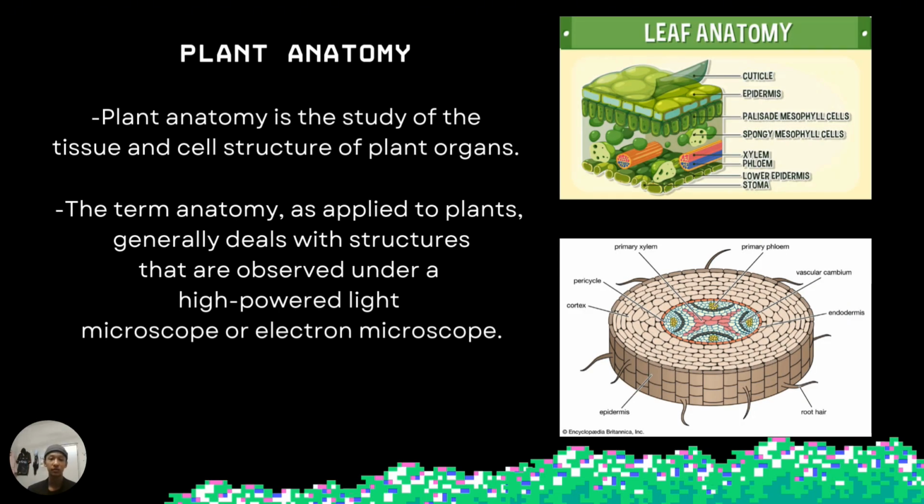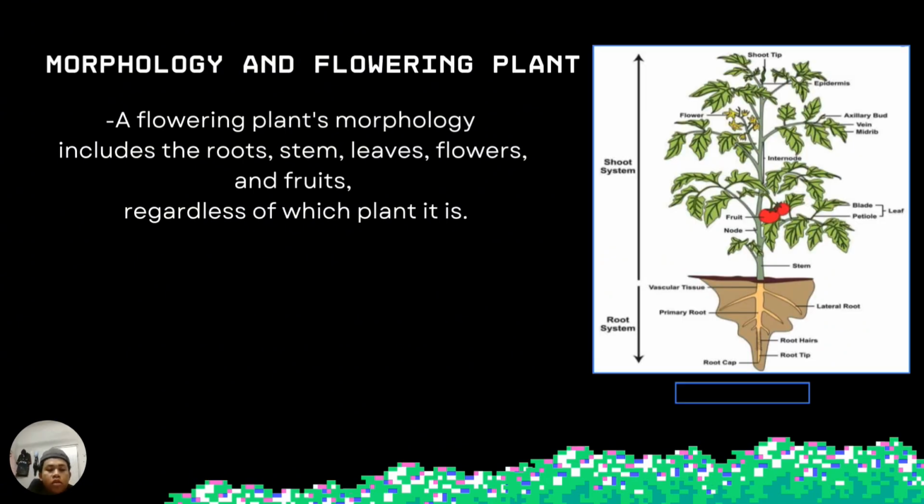As we can see now, we are at subtopic 2, which is plant anatomy. Plant anatomy is the study of the tissue and cell structure of plant organs. The term anatomy, as applied to plants, generally deals with structures that are observed under a high-power light microscope or electron microscope. Next, we go to the next subtopic, which is morphology and flowering plant.